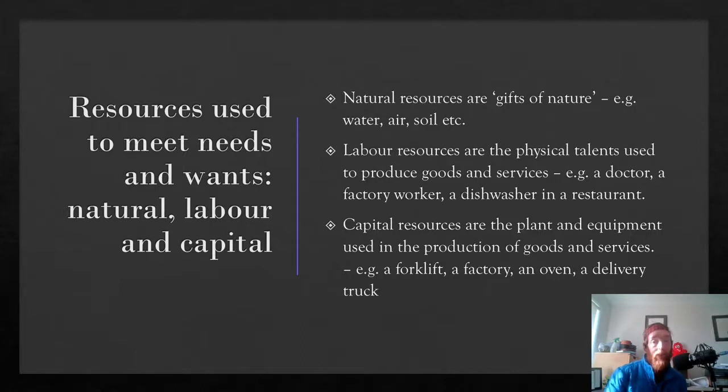And then we've got capital resources, which are the plant and equipment used in the production of goods and services. So things like a forklift, a factory, an oven, a delivery truck. Like, these are all specific things used in the production of a good or service that can then help in the creation of it, and therefore they are a capital resource.